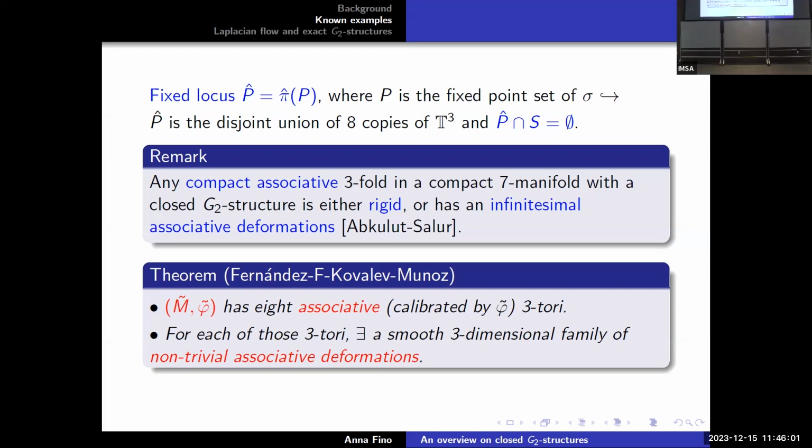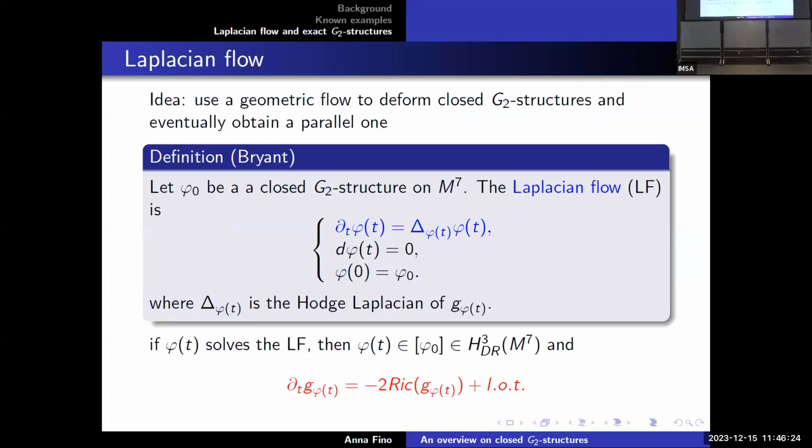Using that, we can show that our sample has 8 associative free torus inside, and we can also construct a three-dimensional family of non-trivial associative deformations. We have also regarded co-associative manifolds, but I will not describe that. I want to go to Laplacian flow.